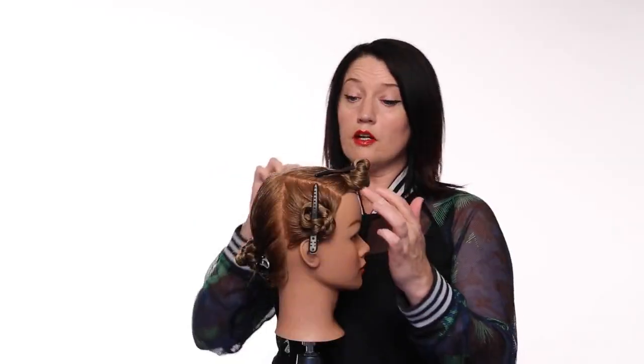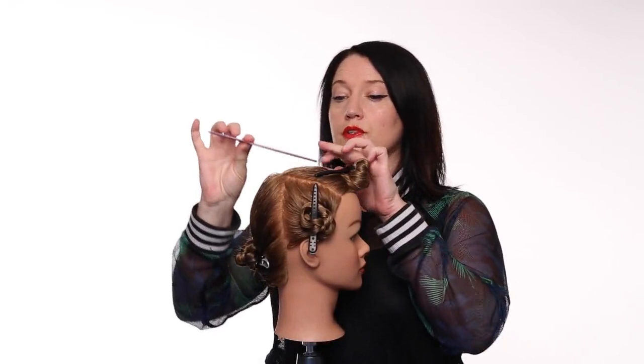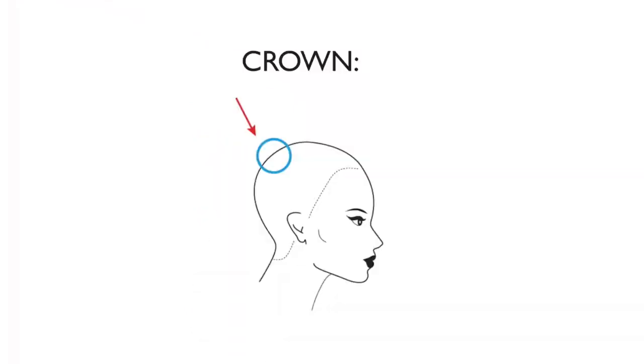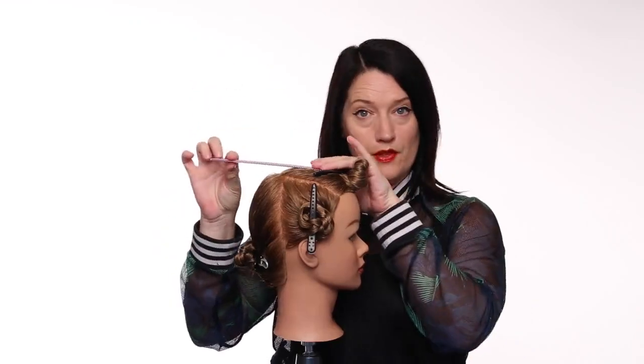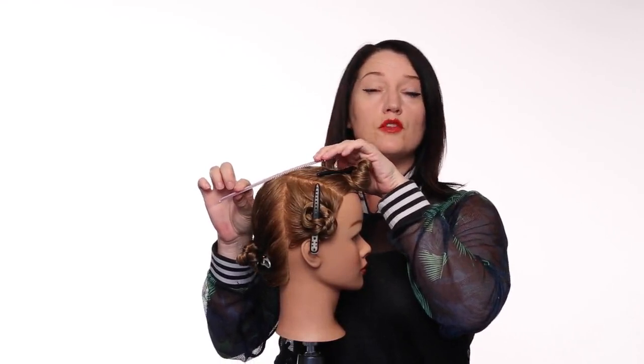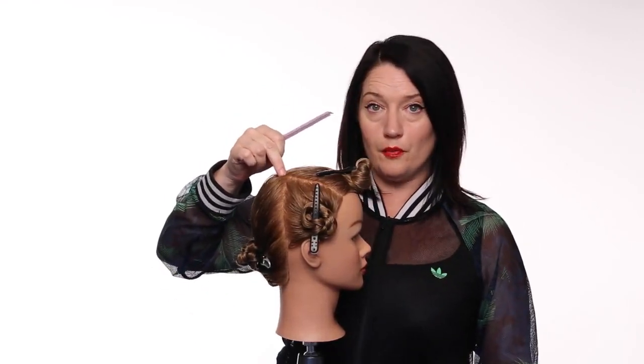I will section off at the parietal ridge on the top, and then at the back I will section off where the round of the crown exists. Put your comb on the top of the head, round through into the back, and that round balance point there is where we section off on the top.